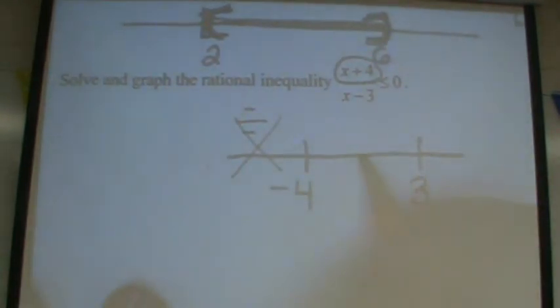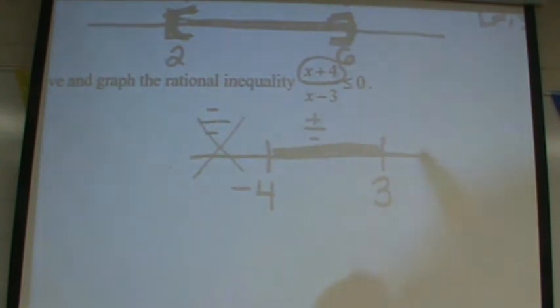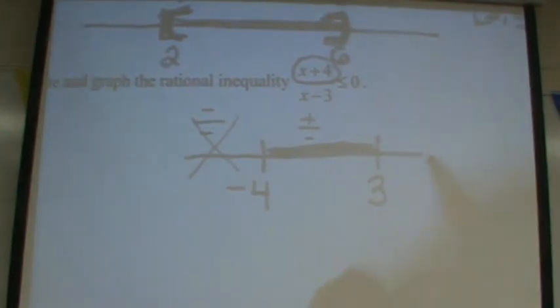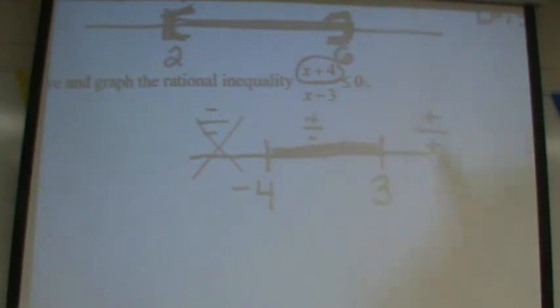How about if we test a number here, like 0? We put a 0 here, we'd get a positive over a negative. Positive over a negative is less than 0. So this region does work in the middle. If we tested a number greater than 3, like 4, we'd get a positive over a positive. Positive over positive is not less than 0. This region does not work.